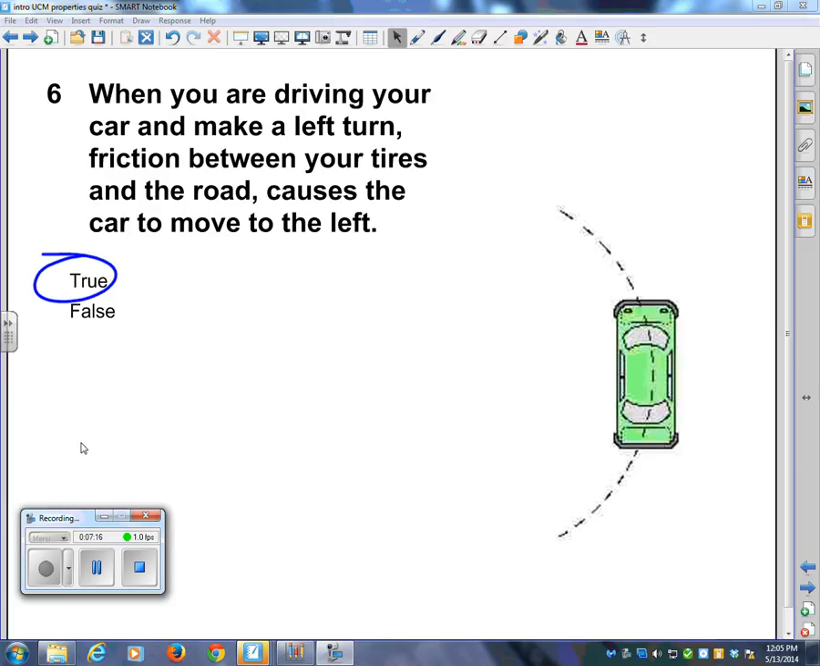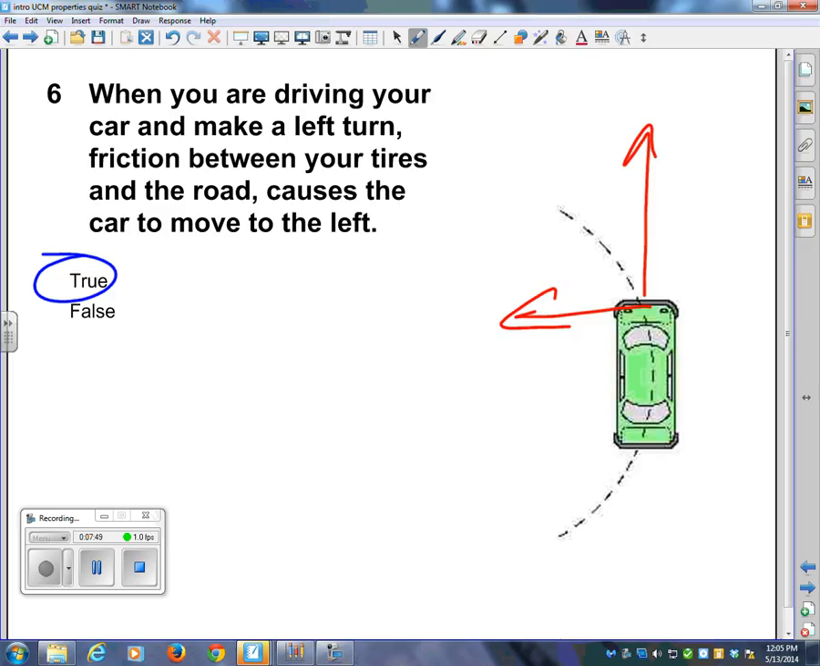Well, sort of, kind of. When you're traveling in a straight line, your car wants to continue in motion, right? If you were to turn your wheel left on a frictionless surface, what would your car do? Keep going straight. So it's actually because of inertia. As you turn the corner, your car's trying to go in a straight line, but there's enough friction between the road and your tires that it pushes you towards the center with a centripetal force.